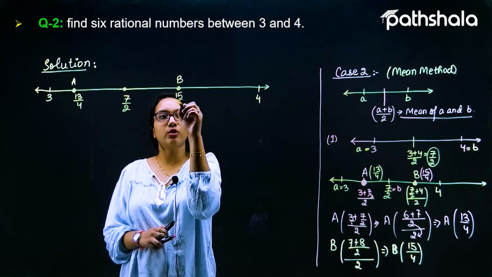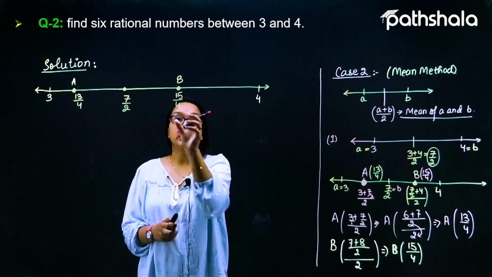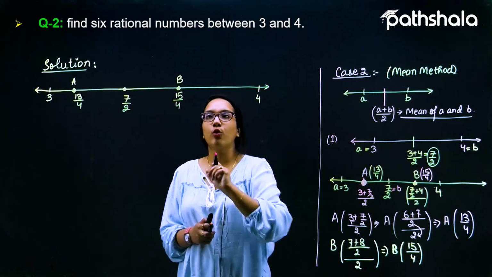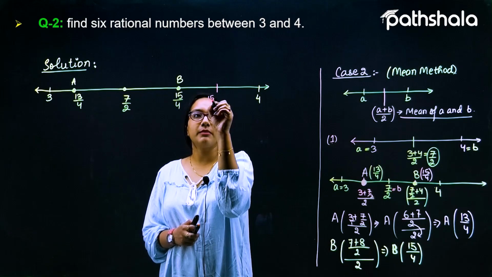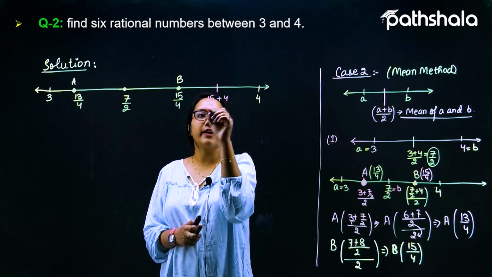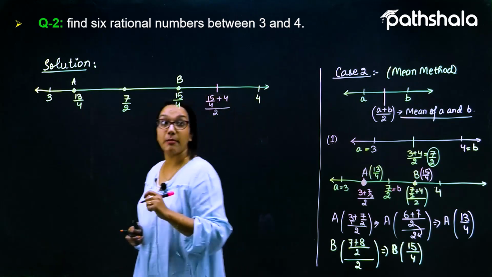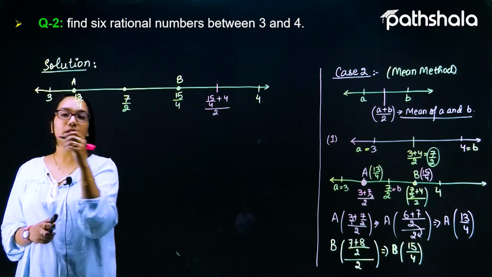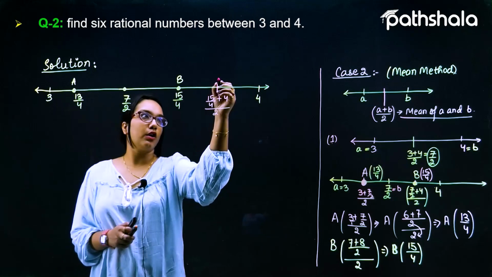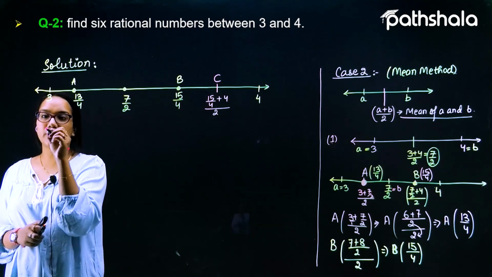So let's just find out other numbers in between any two numbers. Let us suppose I'm taking this number B and this number 4, and I'm finding out the mean of these two numbers as 15 by 4 plus 4, divided by 2, as per the mean method, A plus B by 2. So let's just solve this number. We have 15 plus 4 divided by 2. So let me call it C. Let us suppose this is a number C.